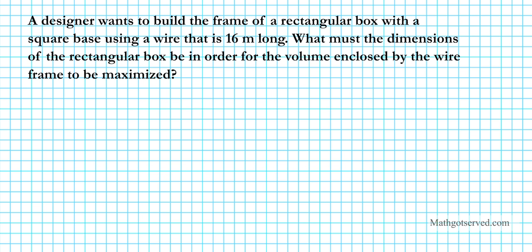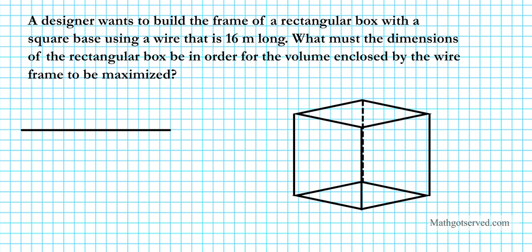A designer wants to build the frame of a rectangular box with a square base using a wire that is 60 meters long. What must the dimensions of the rectangular box be in order for the volume enclosed by the wireframe to be maximized? Okay, so let me give you a sketch. Let's consider a sketch of the situation. All right, so there goes a depiction of the situation we're considering.